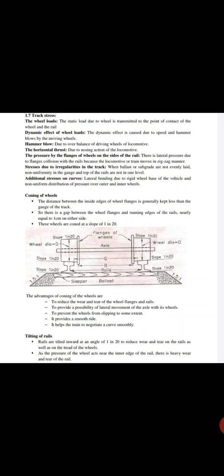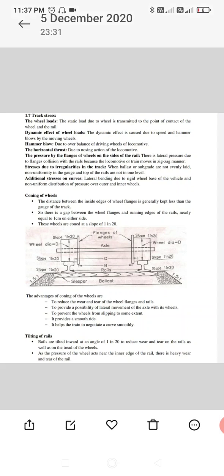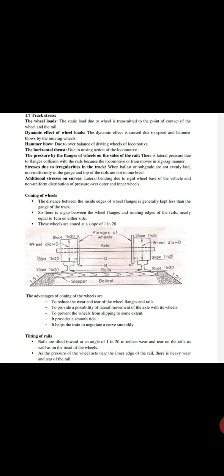a zigzag manner. Stresses due to irregularities in the track, when ballast or subgrade are not evenly laid, non-uniformly in the gauge, and the tops of the rails are not in one level. Additional stresses on curves, lateral bending due to the rigid wheel base of the vehicle and non-uniform distribution of the pressure over outer and inner wheels.